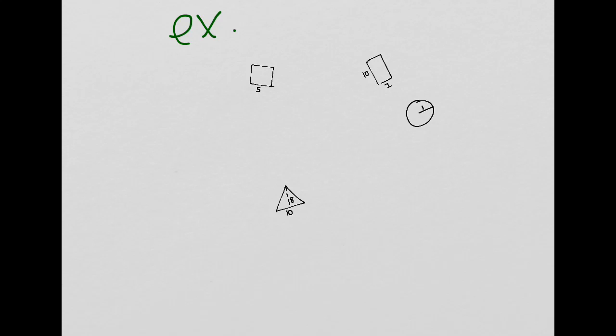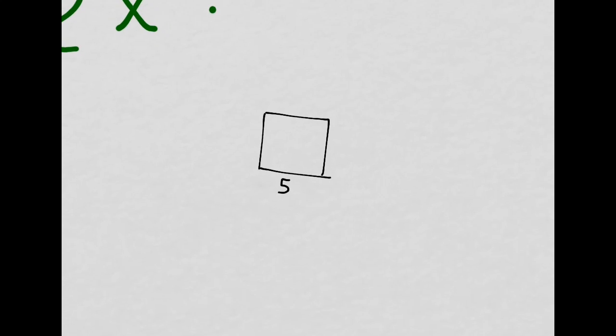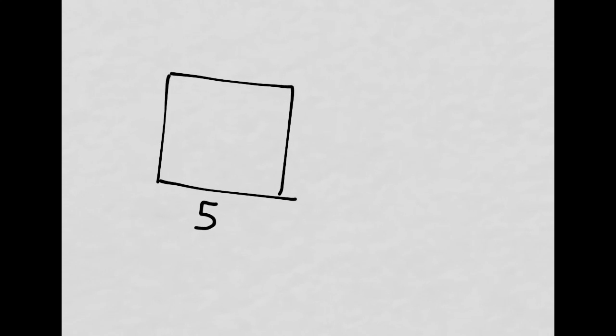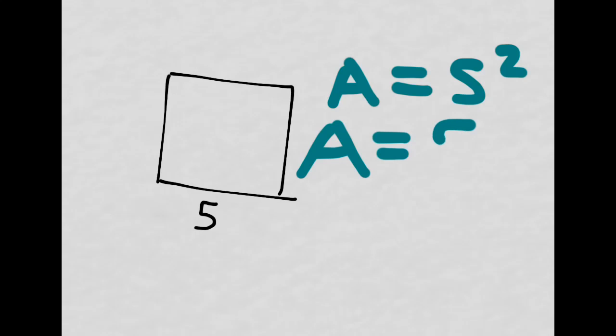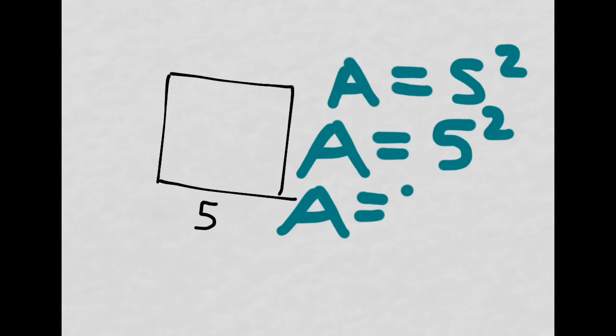Let's start off by looking at the square. The square has a side length of 5. And we know that our formula for the square is A is equal to S squared. So area is equal to 5 squared. Kind of looks the same, huh? And therefore area is equal to 25.